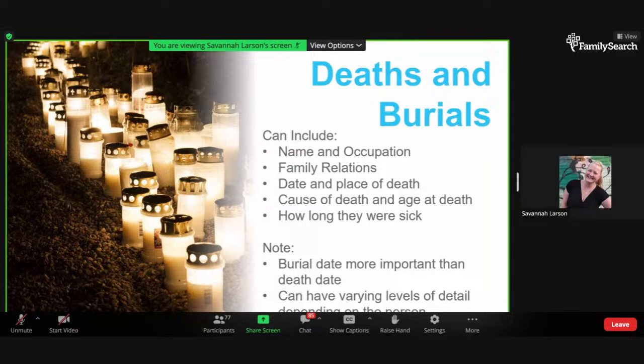This can also have varying levels of detail depending on the person. I've seen some that are like whole obituaries and some that are very, very brief. So it kind of depends on the priest and where you're at and the person who has died. But you can expect to at least find their name, a few relationships, and a date of death.